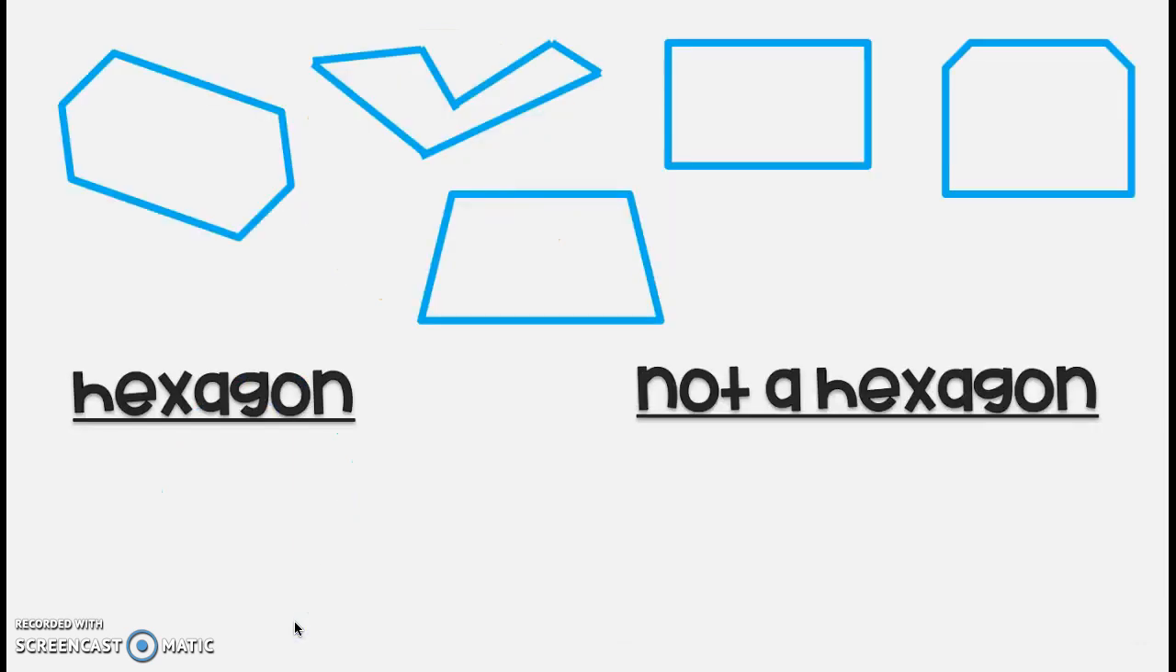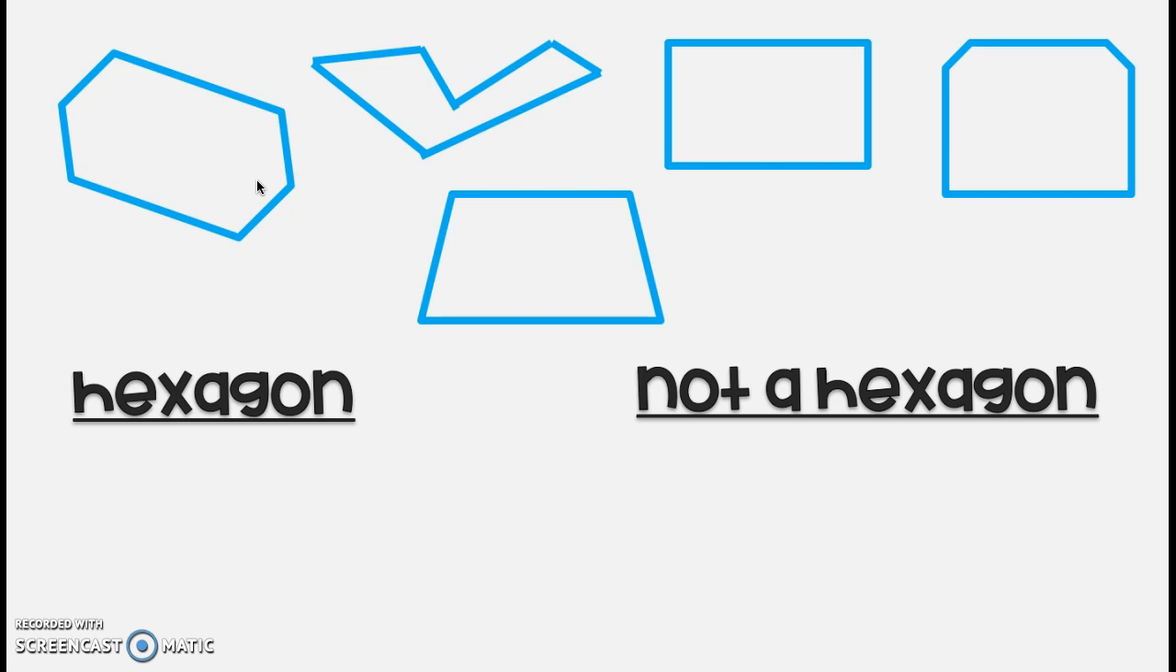Perfect. All right, so we're going to do a little sort. On one side, it says hexagons. And on the other side, it says not a hexagon. Now, we know hexagons have to have straight lines, 6 sides, and 6 corners. So let's start with this first shape over here, shall we? All right, let me know. What do you think? Is it a hexagon or is it not a hexagon? I want you to decide and then say it out loud. Okay, ready? All right, if you need more time to figure it out, press pause.